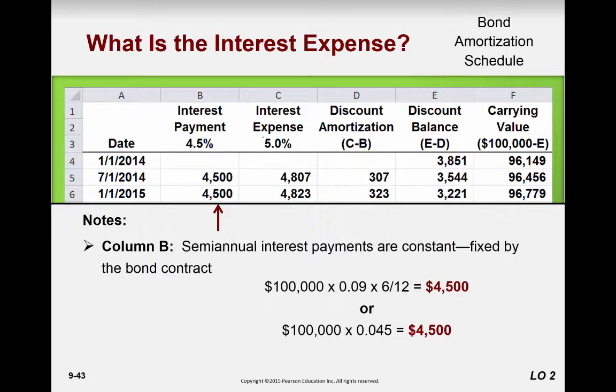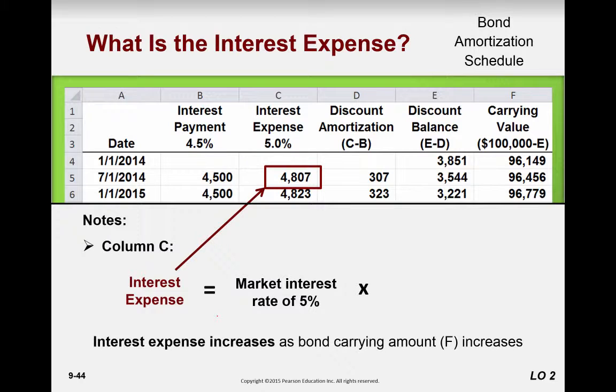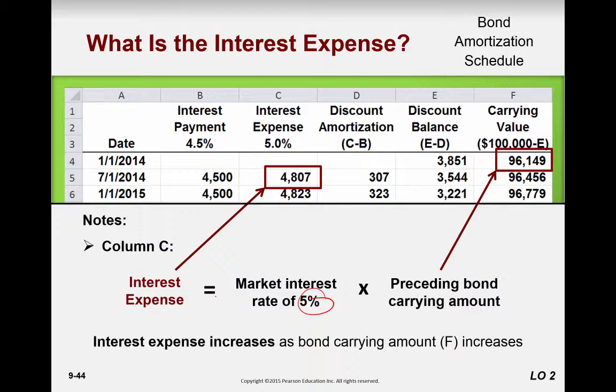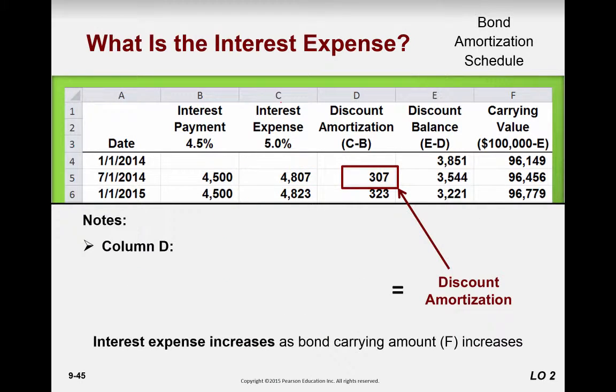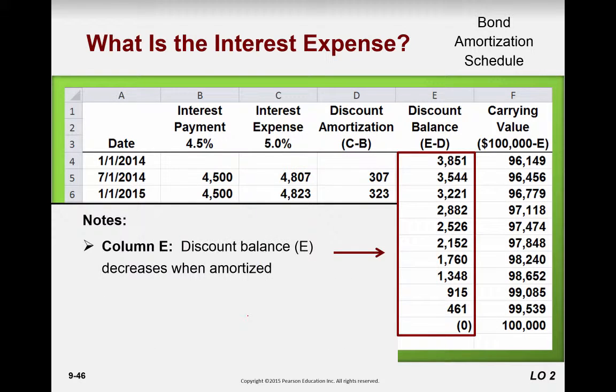So here's our semi-annual interest payments at the 6/12, and then here is our true interest expense, where we're taking the market interest rate of 5%, and we're actually taking it based on the preceding bond's carrying amount. So your interest expense will increase as your bond carrying amount will increase as well. I apologize. So here's our discount amortization, where we're taking our interest payment, and then we are subtracting our interest expense, just as our formula here tells us, to get our discount amortization.